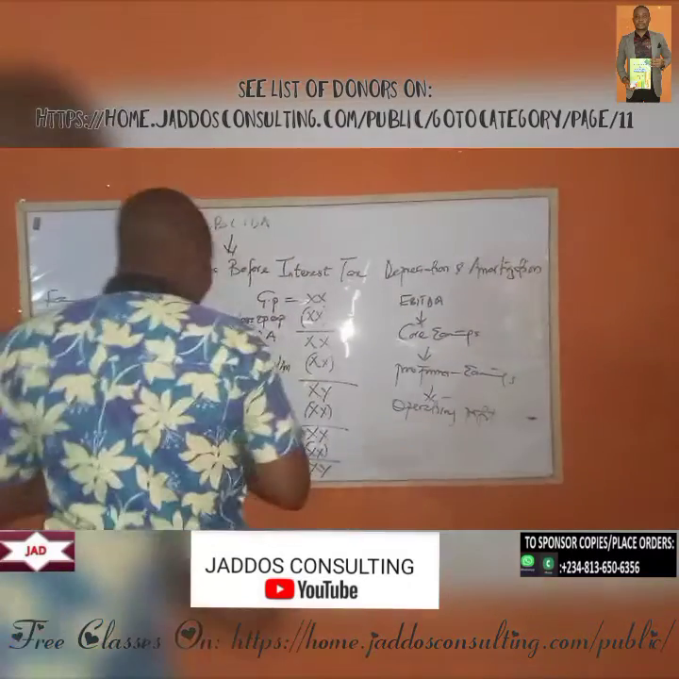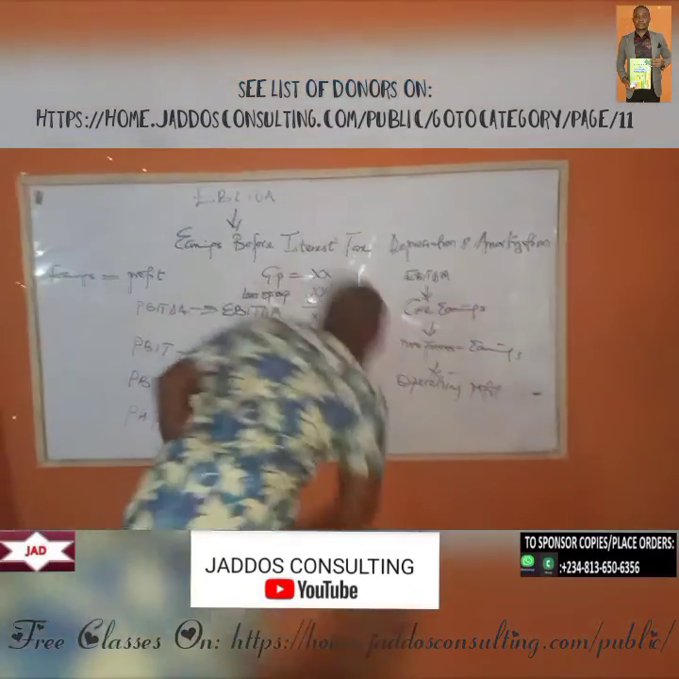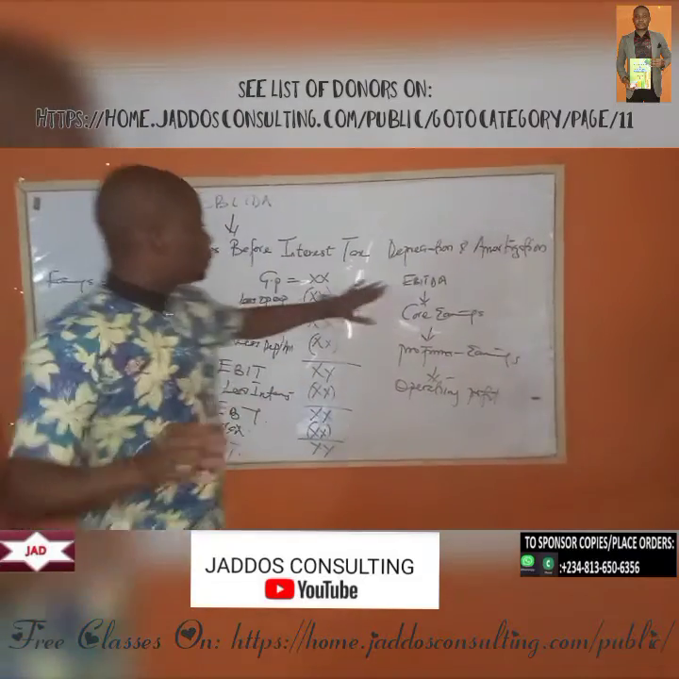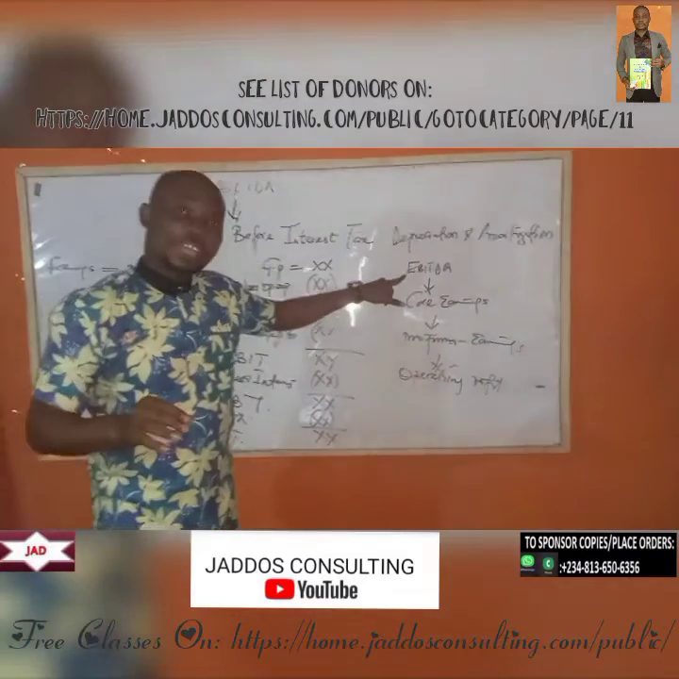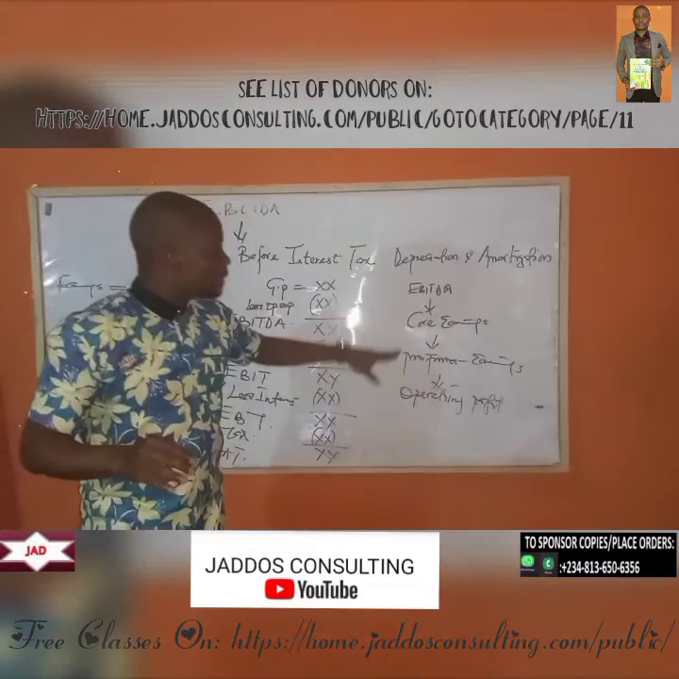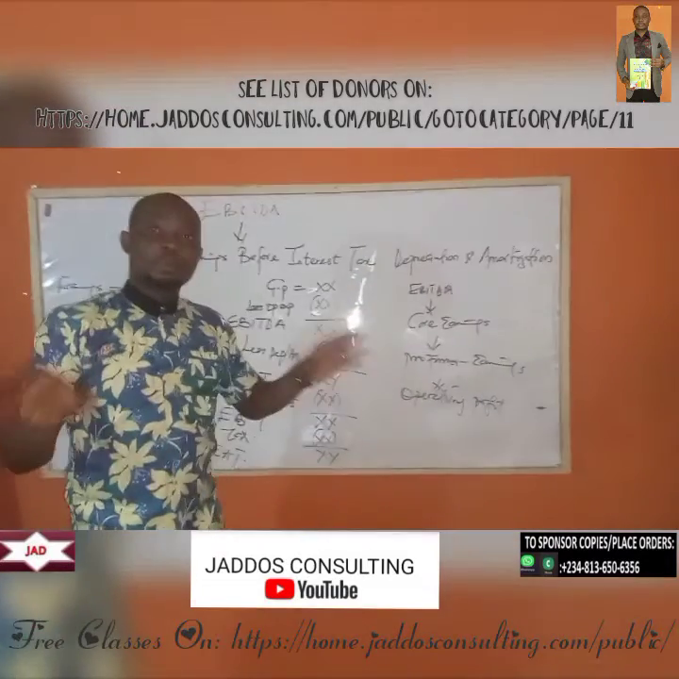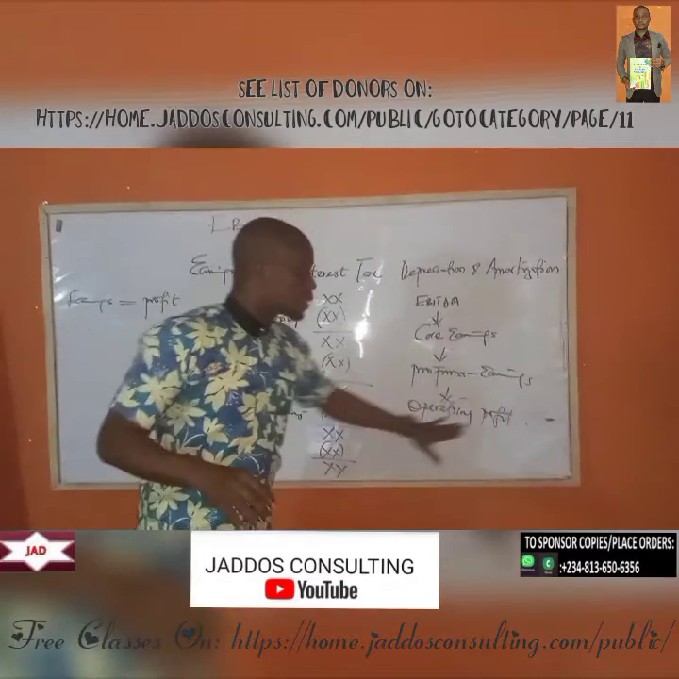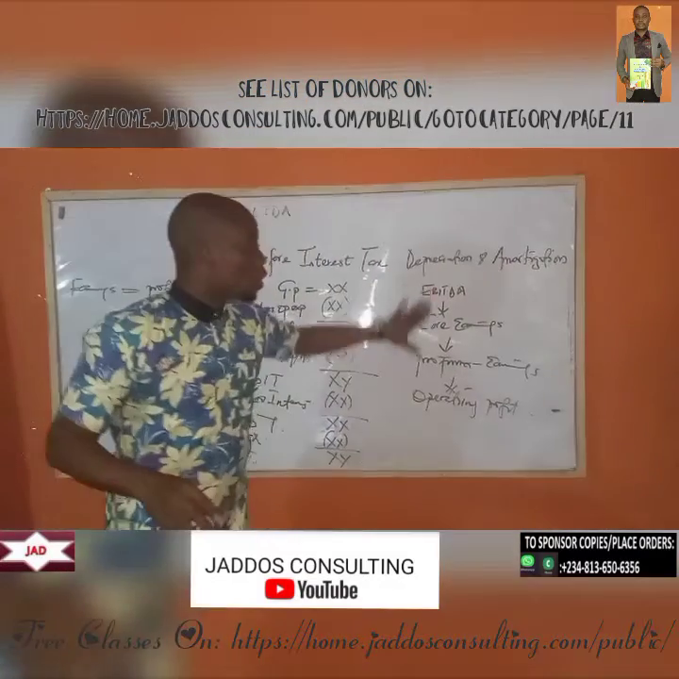So it simply means that if they are not using EBITDA, they might be using core earnings. If they are not using core, they are using pro forma earnings. If they are not using pro forma earnings, they might be using what? Operating profit. So these all mean the same thing.